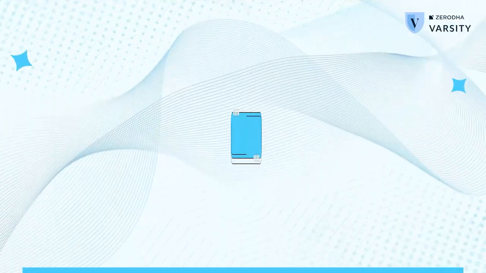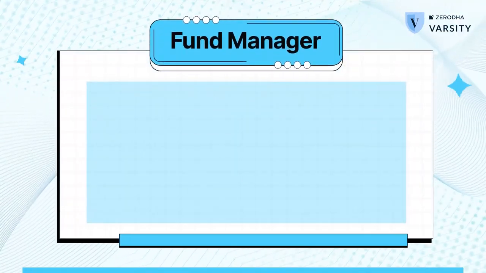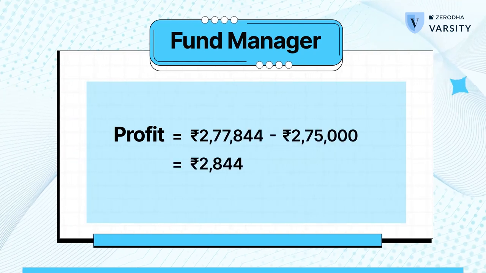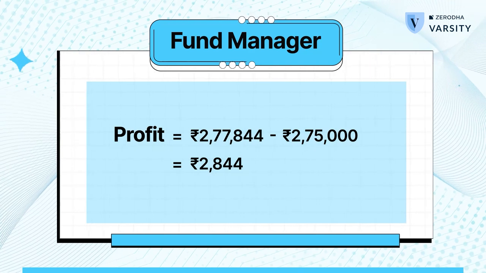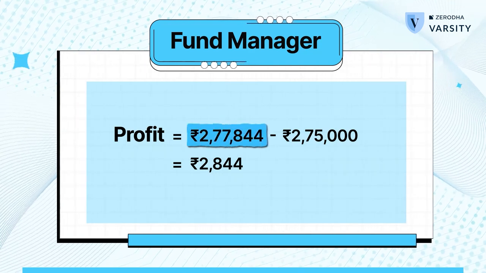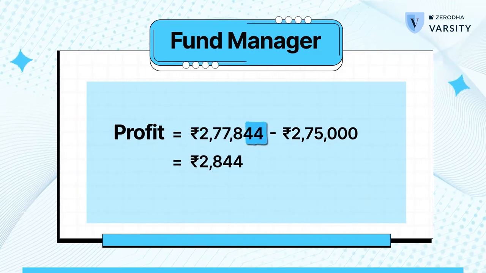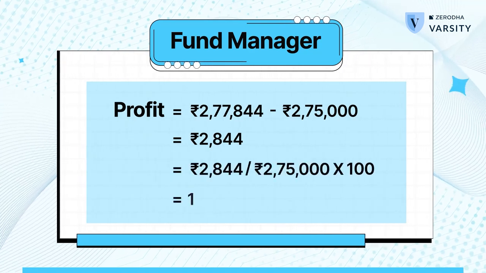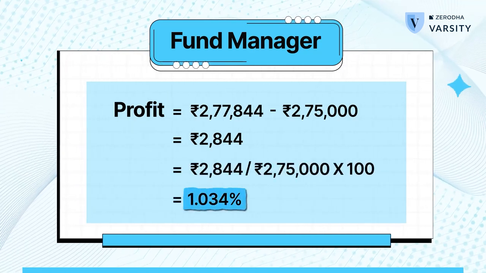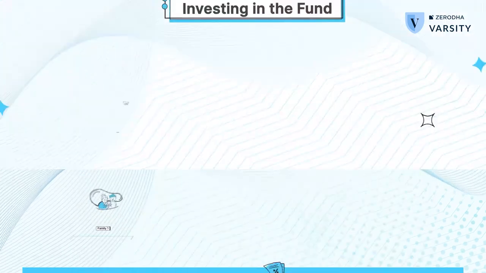So in this case, the fund manager on day 1 has managed to generate a profit of 2,844 rupees. Hence, the total value of the fund itself grows to 2,77,844. In other words, the fund made a profit of 1.034% on day 1.